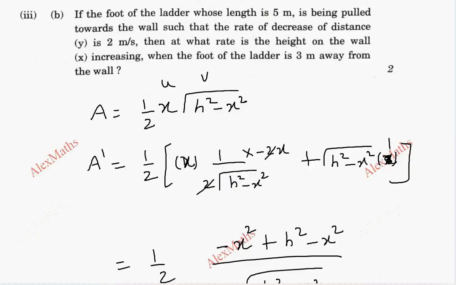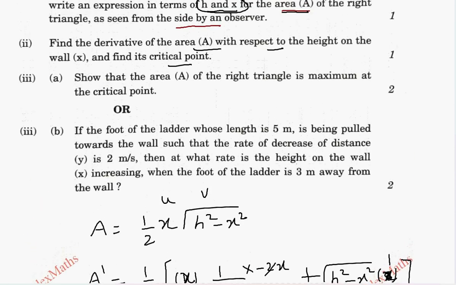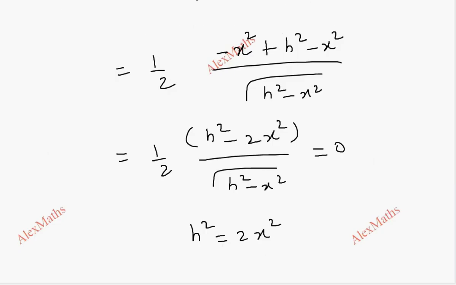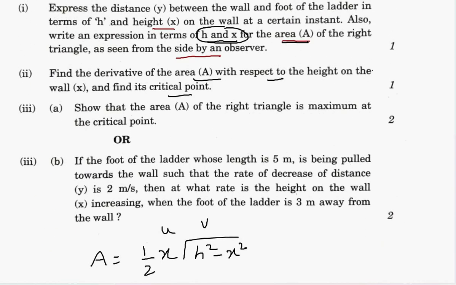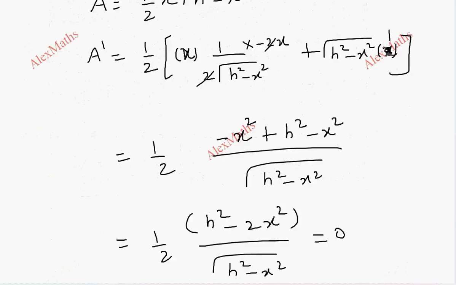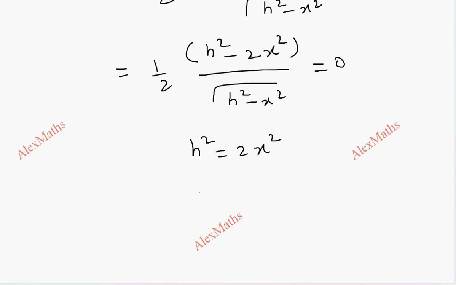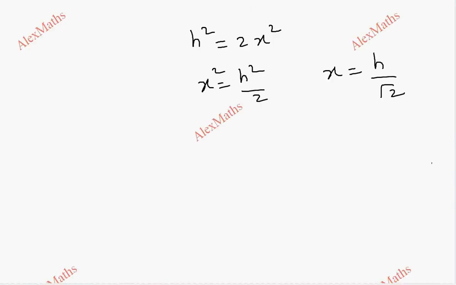And they are asking to find the critical point. So we are doing with respect to x. They are asking to find the derivative of the area with respect to the height on the wall x. So with respect to x, which we have done, then we have to find the critical point. So I have to get x from this. So x square is h square by 2, x is h by root 2. So this is the required critical point.